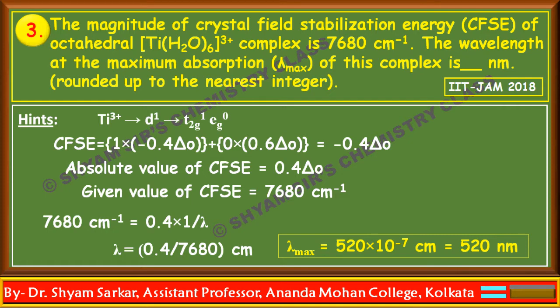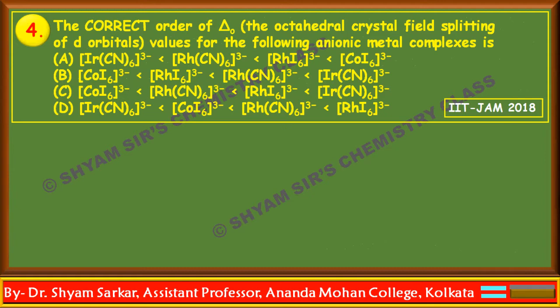Let's see the next problem. The correct order of delta O, the octahedral crystal field splitting of d orbitals values, for the following anionic metal complexes is. So 4 options are given, so you have to arrange according to their delta O value. Okay, so let us see how you can solve this.